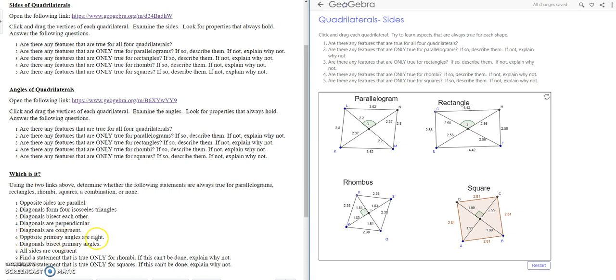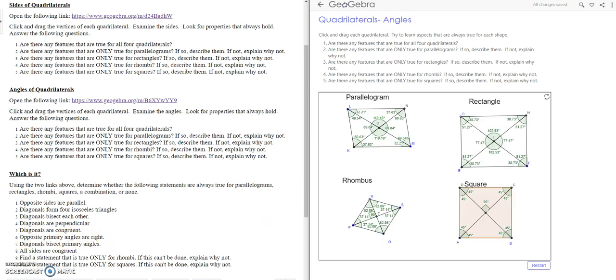So the opposite primary angles are right. Let's go into our rectangle. And if we see opposite primary angles, that's the big angles like L, N, M, and K. Well, in a parallelogram, if I have 44 and say 29, that is not 90 degrees. So parallelogram, not necessarily true. The rectangle, if I add 39 and 51, that's 90. And if you think about the definition of a rectangle, it's made up of 4 right angles. So that is true for the rectangle.